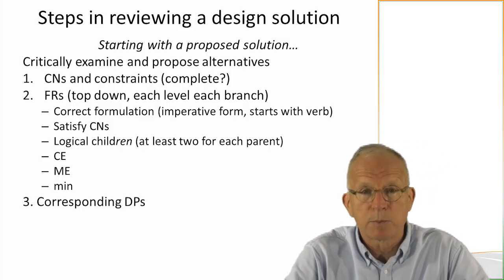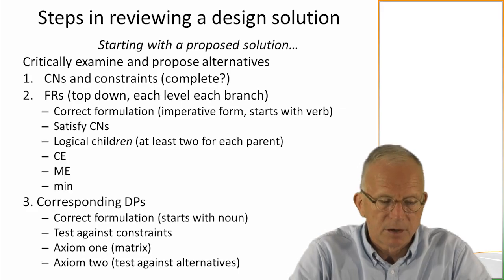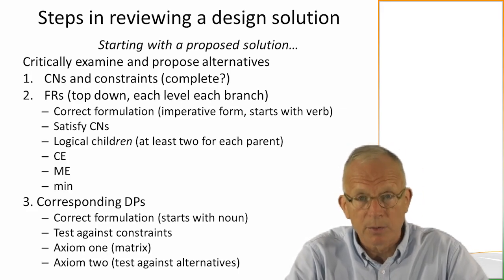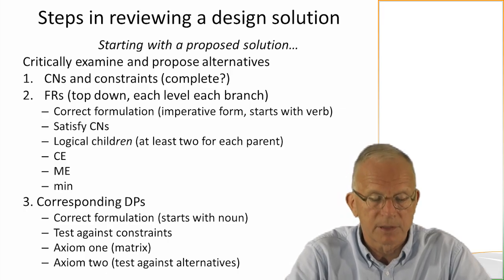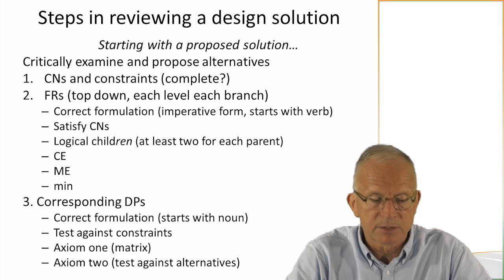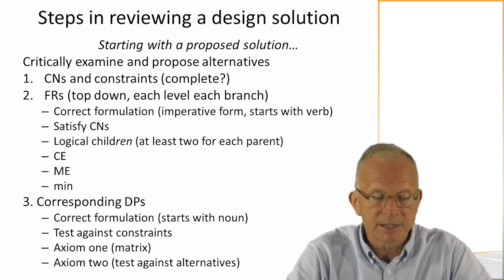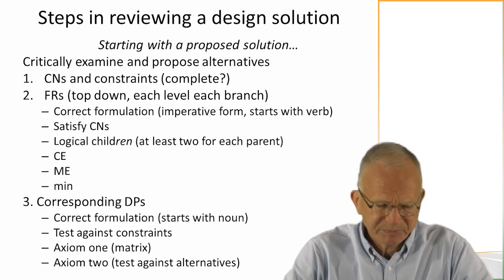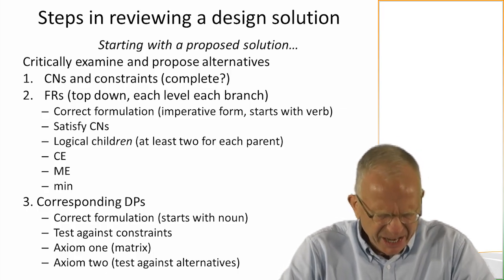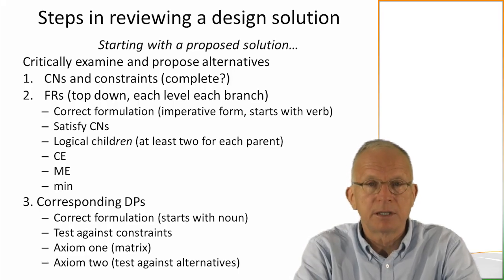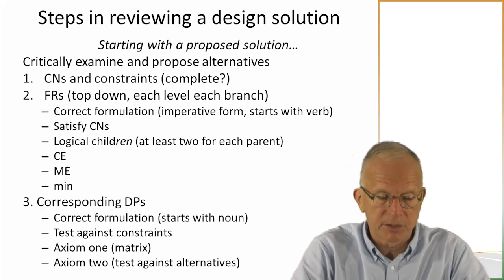Then let's look at the corresponding DPs. Are they in the correct formulation? Do they start with a noun because they have to represent the physical space? Can we test them against the constraints? And can we test them in their relationship with the FRs against axiom 1 using the matrix, and axiom 2, which is really to take a look at alternatives and select the one that has the least information.